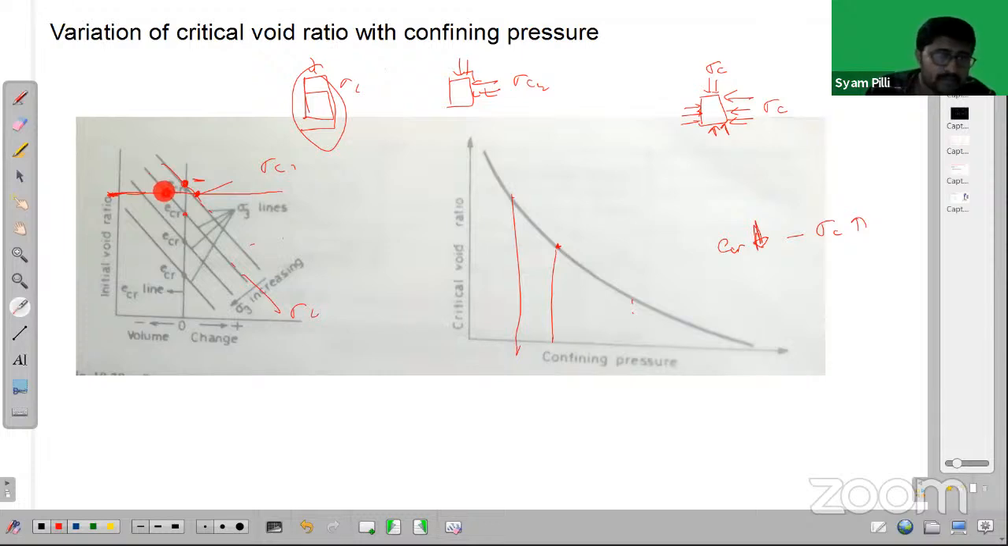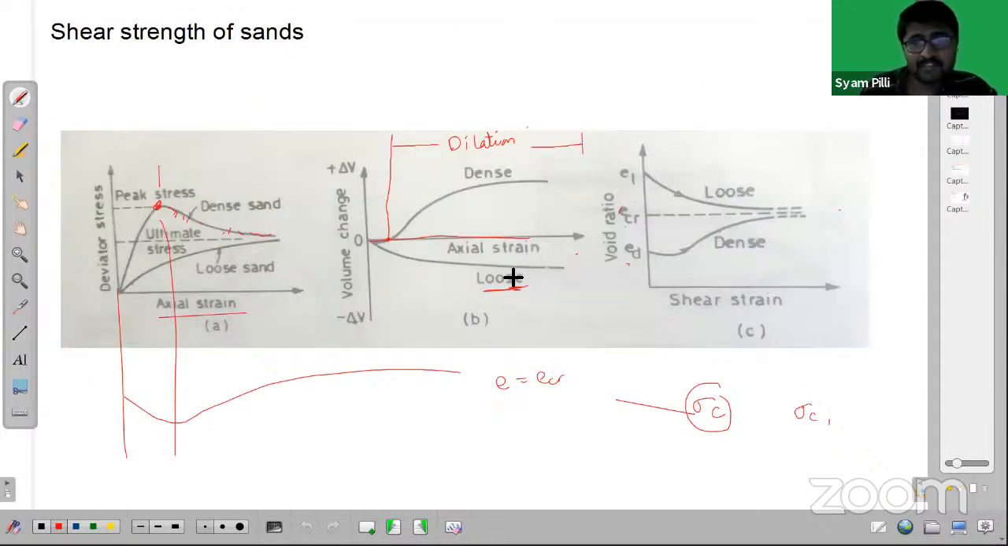So in this case, for this sigma C2, it is not consolidated, I mean not dense soil. This is loose sand only. So that's why the void ratio is reducing from here to here, right? If you are testing the soil at sigma C1, the void ratio is increasing because that is dense sand for that confining pressure. But the same soil, if you are testing under a different confining pressure, behaves as a loose sand, because the void ratio is reducing.